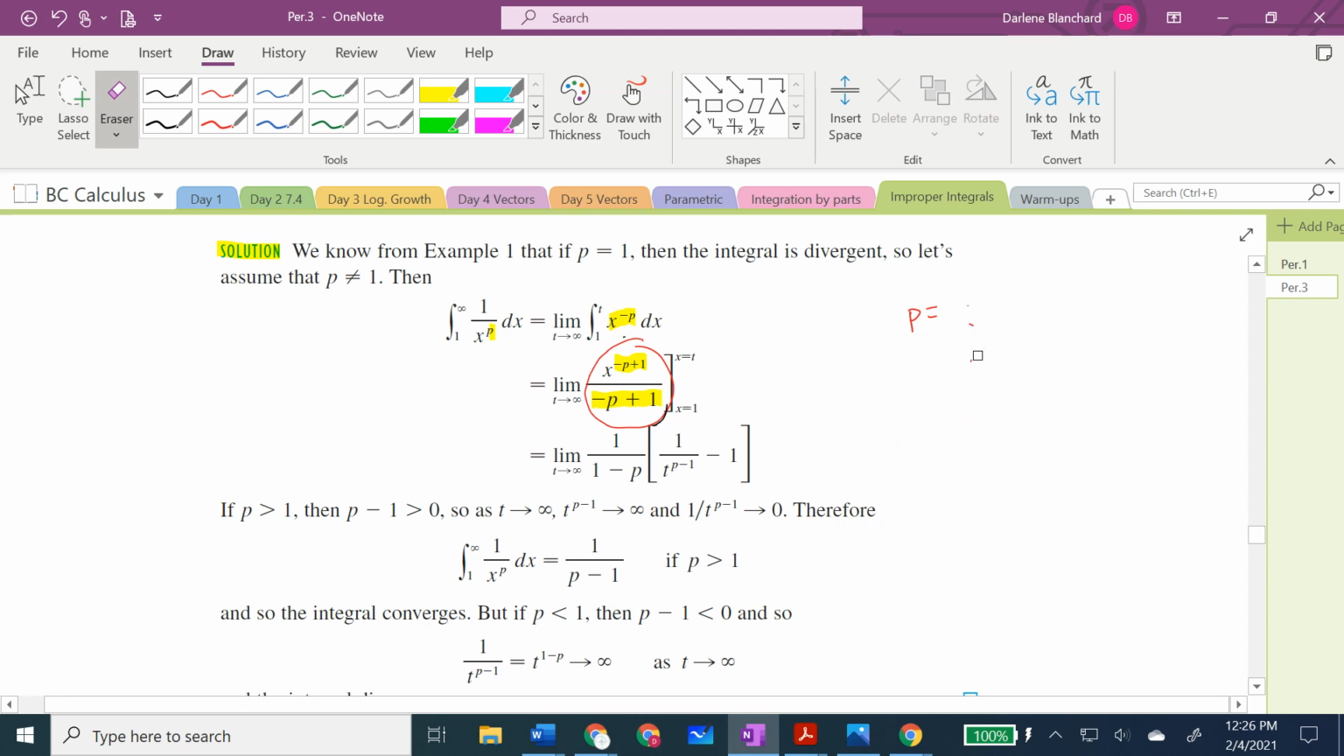But if p is 3, when I look at what that gives me, x to the power of negative 3 plus 1 is negative 2. That means x has a positive exponent in the denominator. And if I look at the limit as t approaches infinity of this, I'm going to get 0.